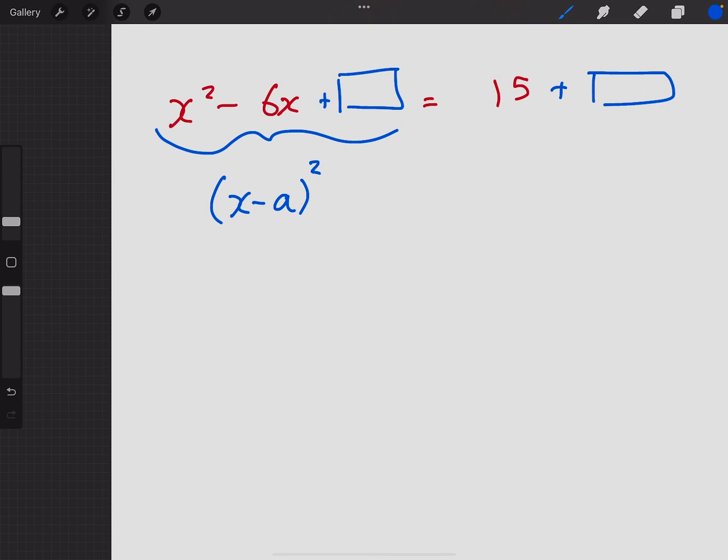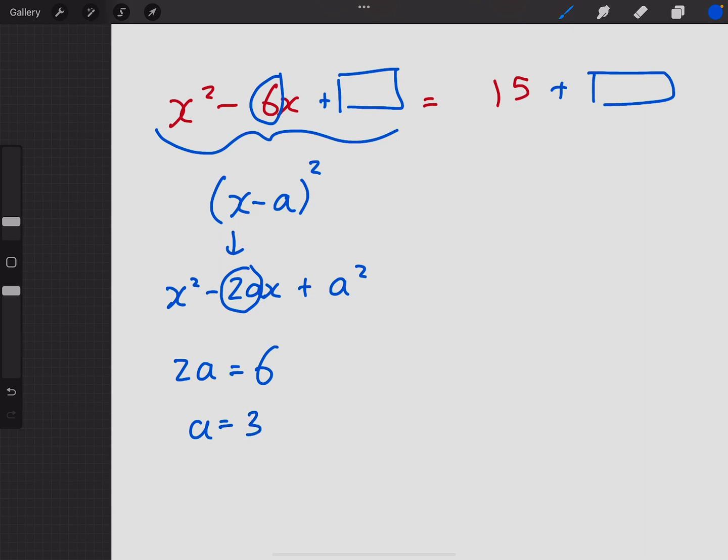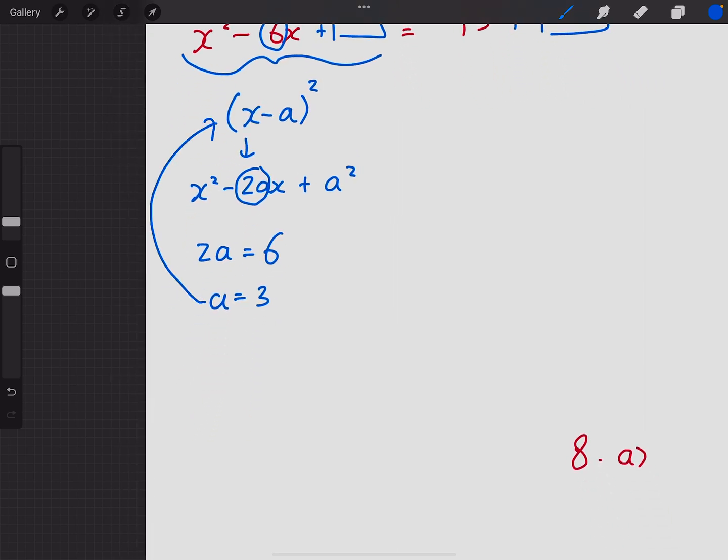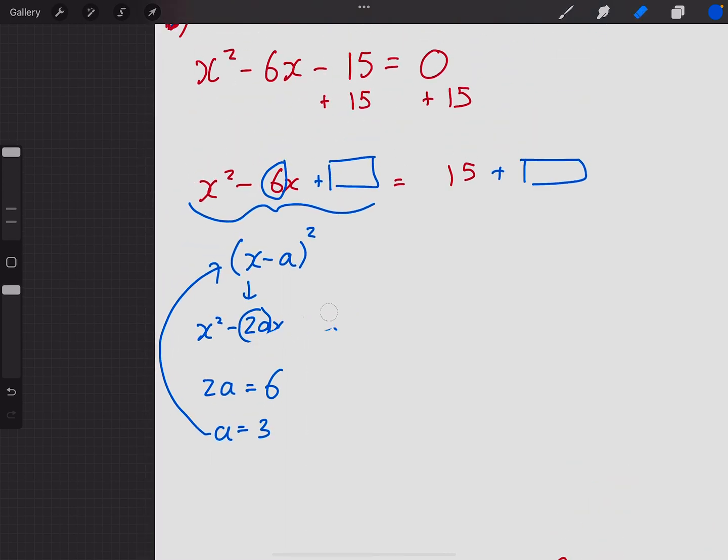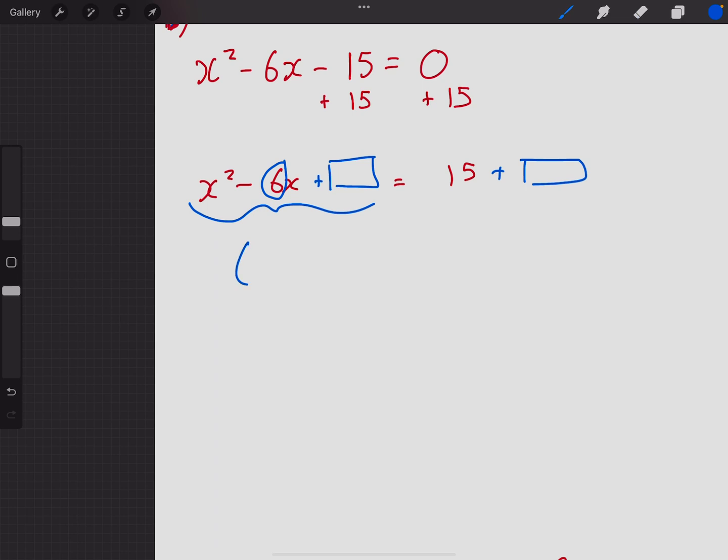So what we're going to do is expand this. We're going to have x squared minus 2ax plus a squared. So we know that 2ax is going to be equal to 6. So 2a is equal to 6. Therefore a is equal to 3. If a is equal to 3, we can just put it in here. Let me just rub this out. I'm going to find a way to factorize this whole thing into x minus 3 squared. Now when I do x minus 3 squared, what happens when I expand this?